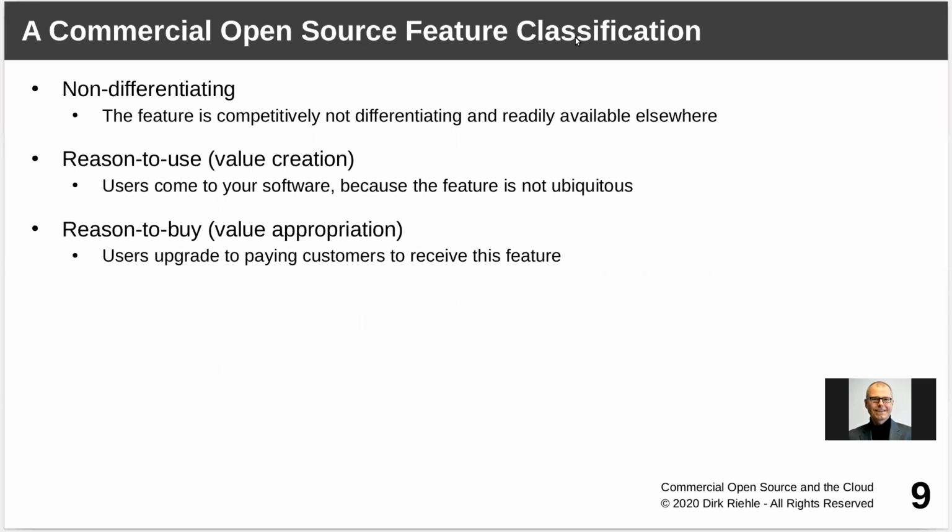To understand that challenge, I classify the features or the functionality of your software, of your product, into three categories. There's the non-differentiating stuff that everyone has and nobody cares about, except that it has to be there and work well, but it's not a reason for anything. Then there is the reason to use your software because it's good software, so it's functionality that users come for. And then beyond reason to use, there are additional features that are a reason to buy, which means to go from use to buy.